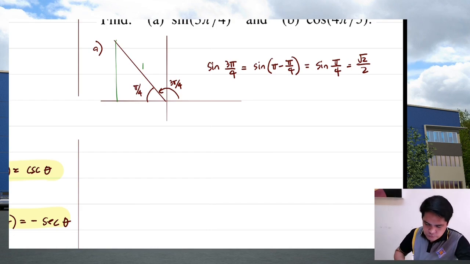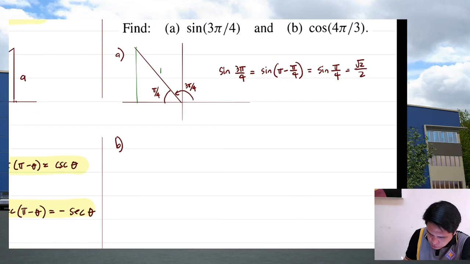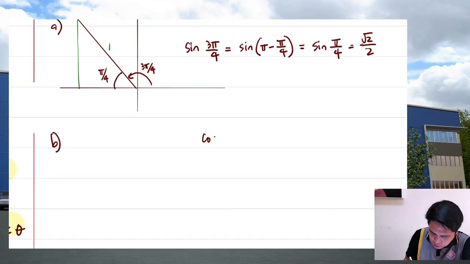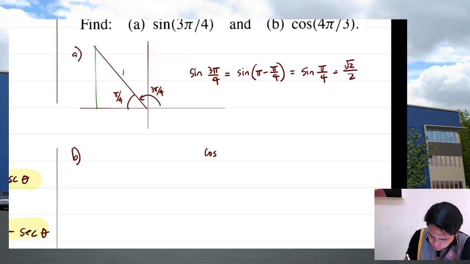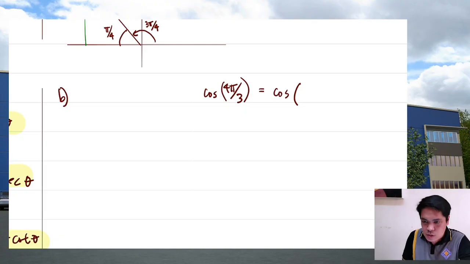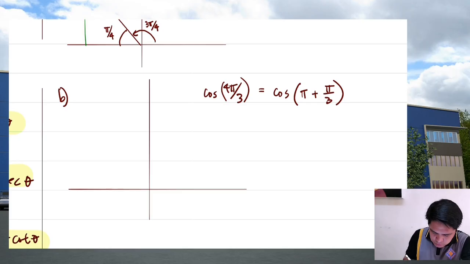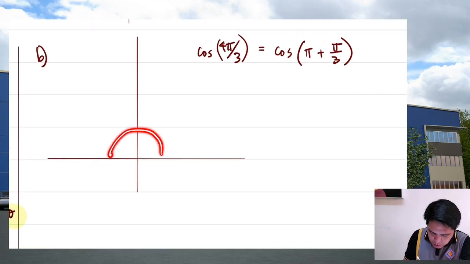A different approach for letter B. How do we solve letter B? We are trying to solve, without using a calculator, the cosine of 4 pi over 3. So, 4 pi over 3 is the same as 4/3, which is 1 and 1/3, times pi. That would be 1 and 1/3 of pi. So, that's pi plus pi over 3. So, we can plot it easily with this. This is pi plus 1/3 of pi.